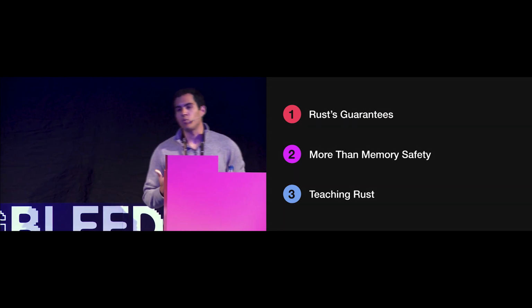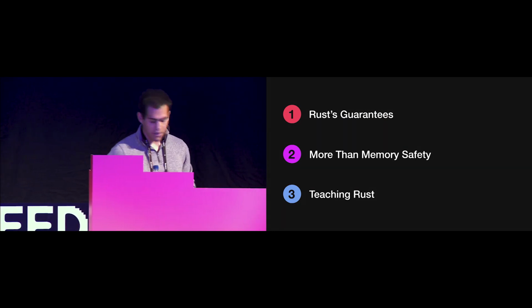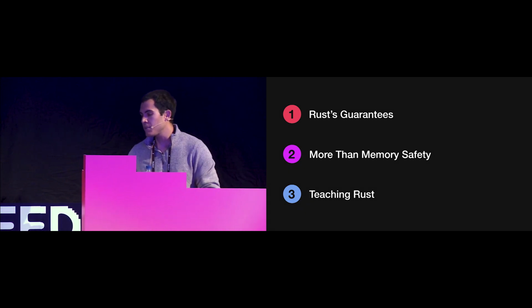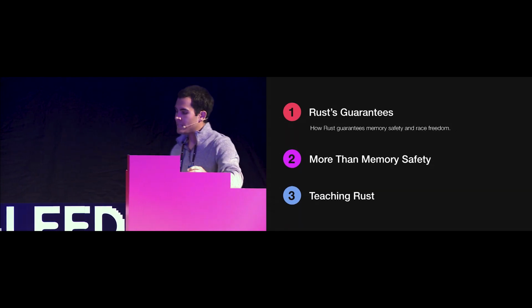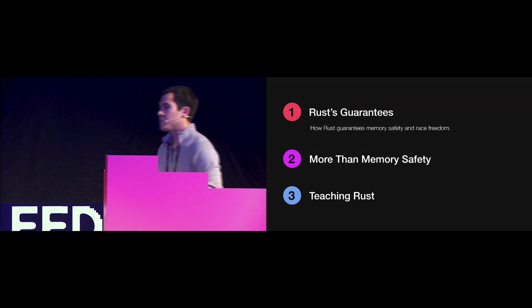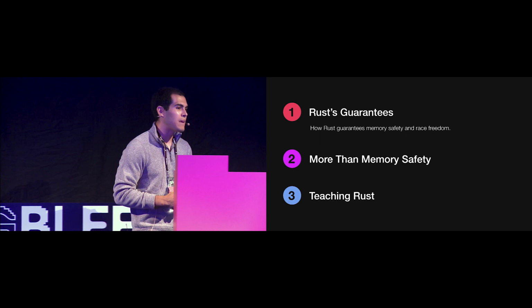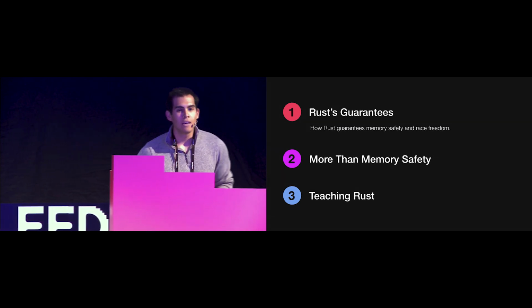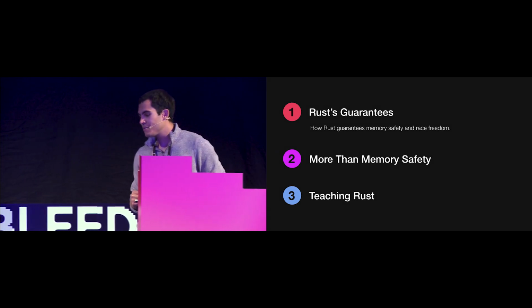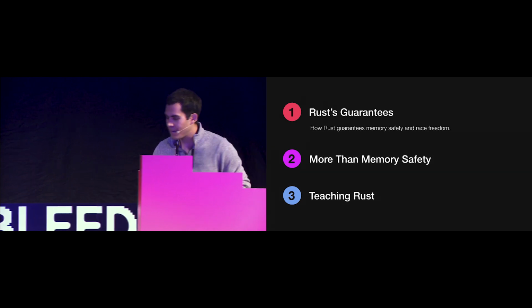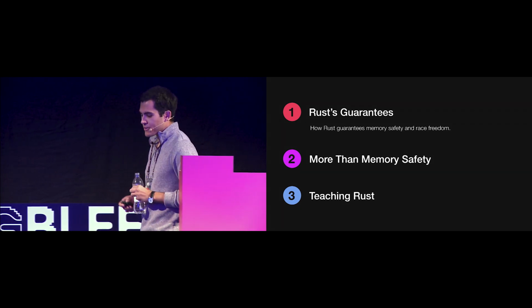So first, I'm going to tell you about Rust's guarantees. And this is where I'm going to spend the majority of the talk. In particular, I'm going to tell you about how Rust guarantees memory safety and race freedom. I would imagine that most people who write Rust probably don't actually know how it happens. That's because it's sort of weird, and it doesn't totally make sense unless you think about it for a long time. But I'm going to tell you how it works.